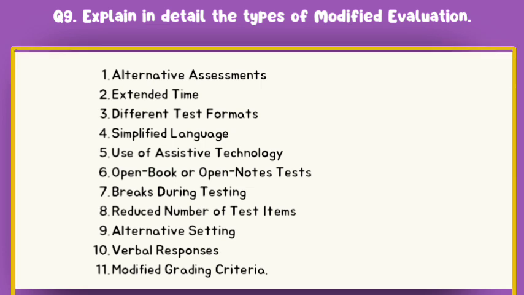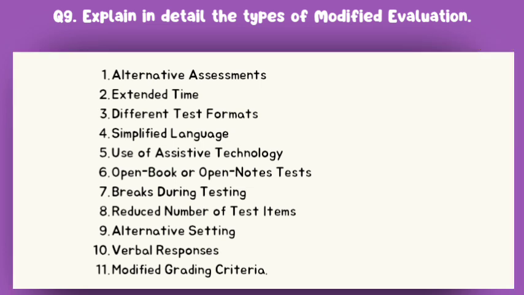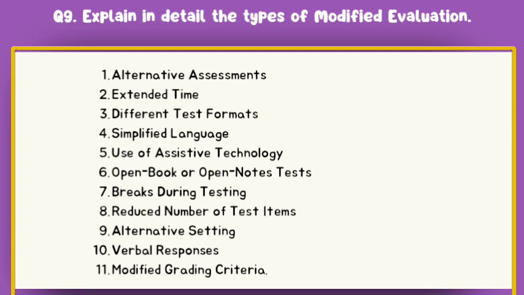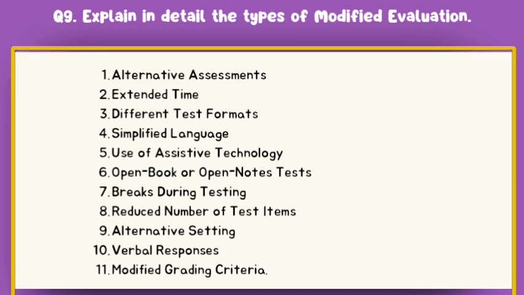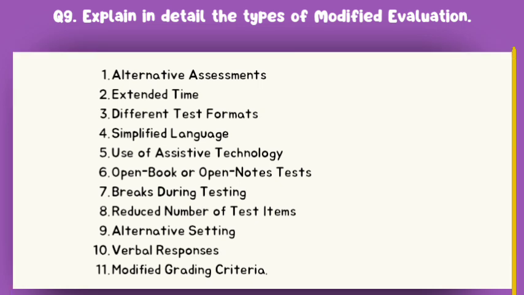The next can be simplified language, using simple and clear language. The test questions and structure are written in simpler and more straightforward language. The fifth can be the use of assistive technology. Next can be open book or open notes test, that means allowing students to use their textbooks or notes during the test. Another modified evaluation can be breaks during test. Students are permitted to take breaks during the test.